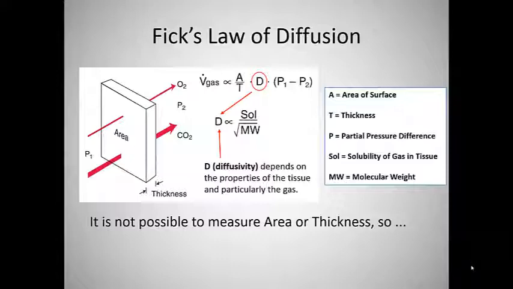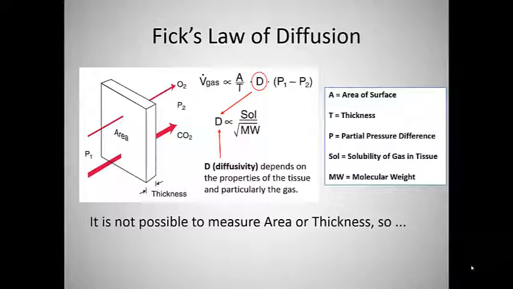Okay, we need to understand that the transfer of gas, in this case carbon monoxide, across the lung membrane is proportional to the area, the whole surface area of the lung. That makes sense: the bigger the surface area, the more transfer of carbon monoxide. It's also inversely related to the thickness. The thicker the membrane, the less gas that goes across.